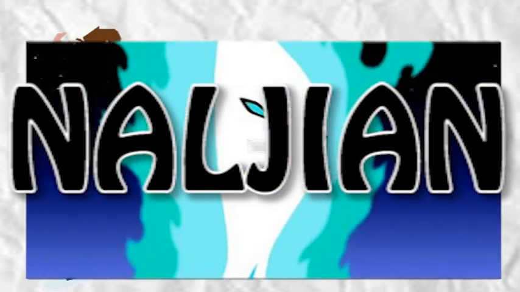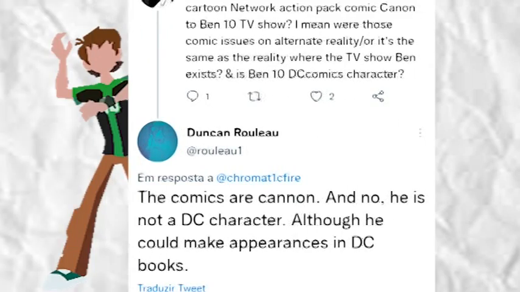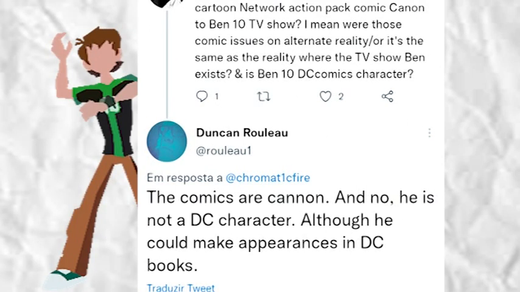Only 26 that matter. Duncan Rouleau, who was part of Man of Action, confirmed that all comics made by Cartoon Network Action Pack are canon material, and in the comic titled The Ghost Ship, we meet these beings who introduce themselves as this.